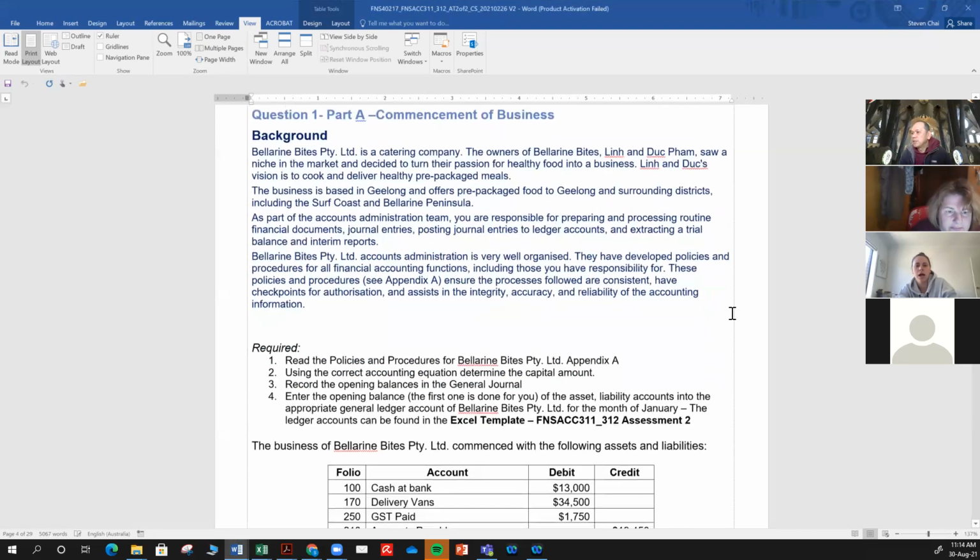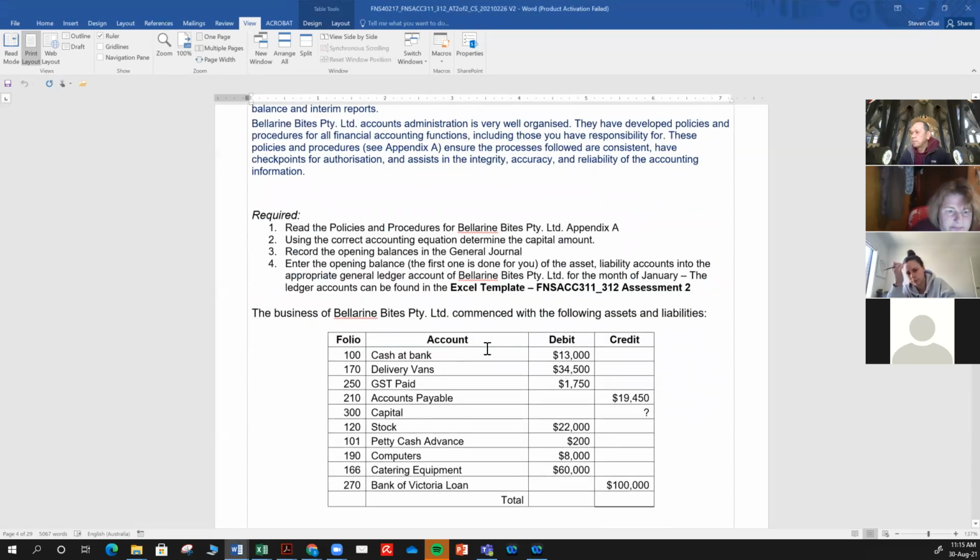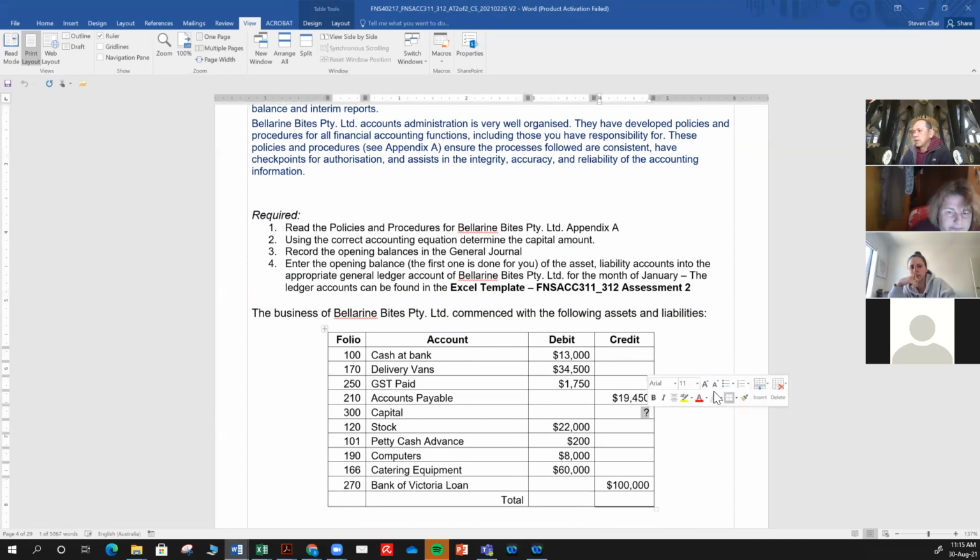Part A is commencement of business. This is the opening trial balance. Okay, this part is quite straightforward. Do you know how to get that part, Chris? How much have you got? The totals, or for the capital, 10,000. Do they add up? Both sides, debit and credit? Both sides add up.